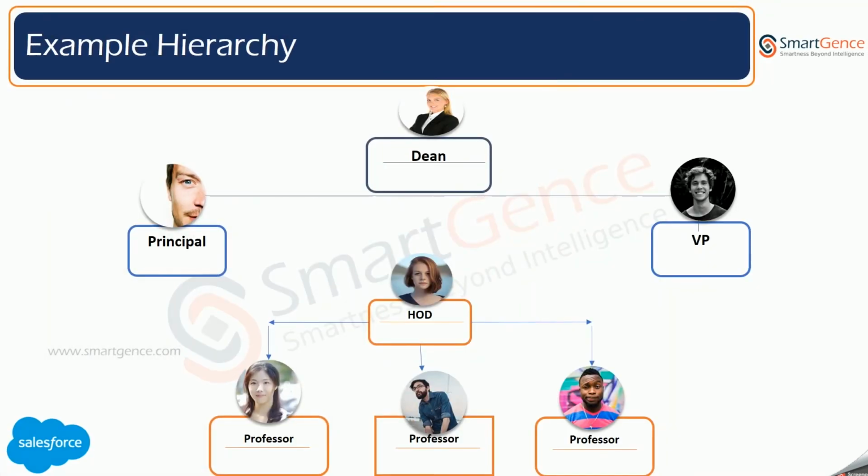So this is an example hierarchy. Let's take a real-time example of a college. We will have the college head, and under him in the role hierarchy, we'll have the principal and vice principal. Then under them there will be HODs, and under each HOD there will be several professors.